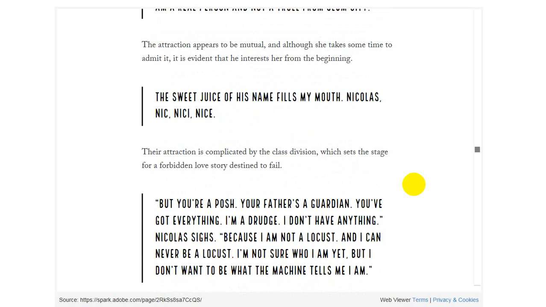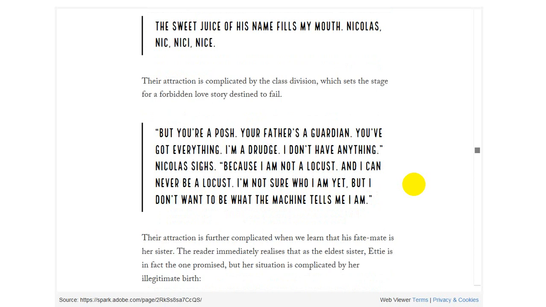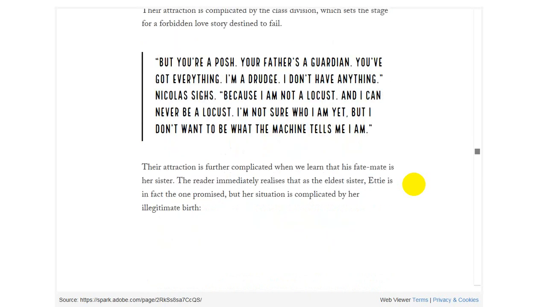And the attraction appears to be mutual, and I think this element of the story will really appeal to teenagers. This idea of young love and finding each other despite circumstance. Their attraction is complicated by the class division.